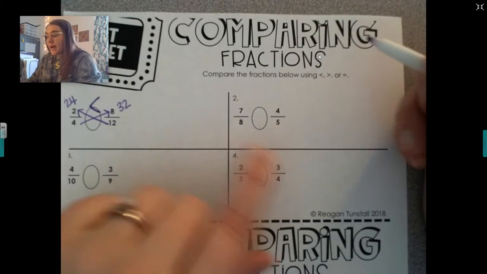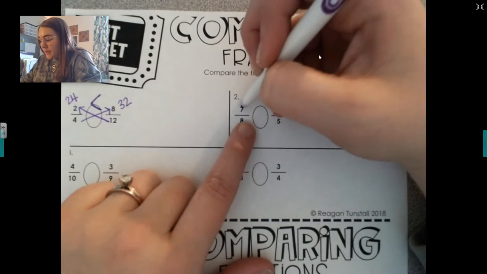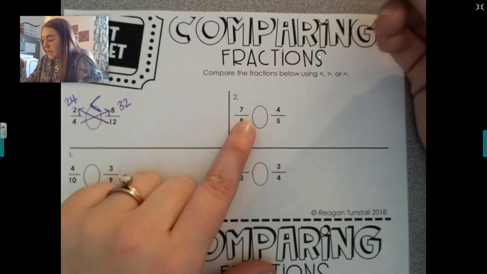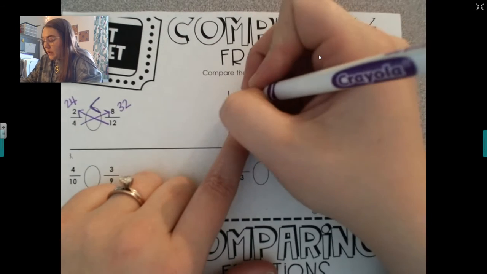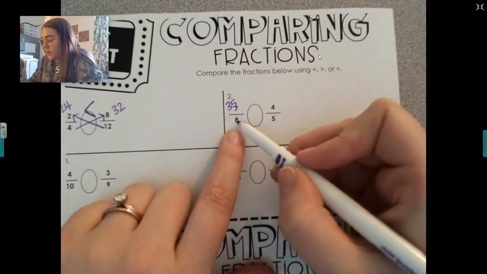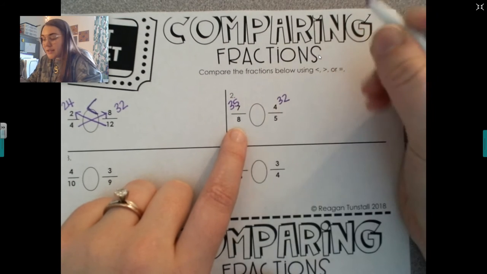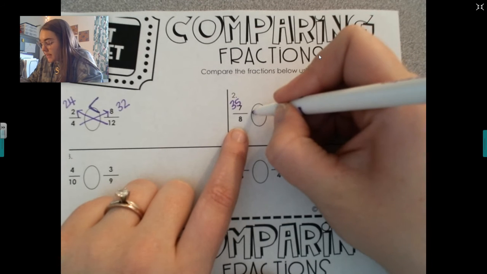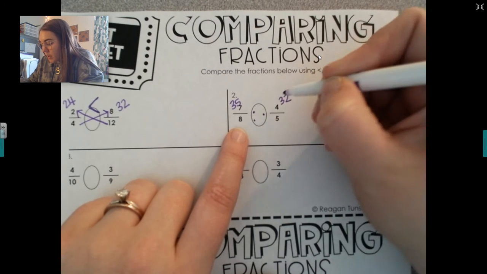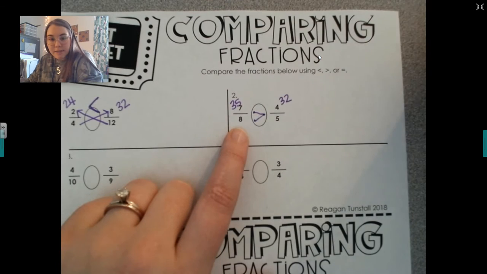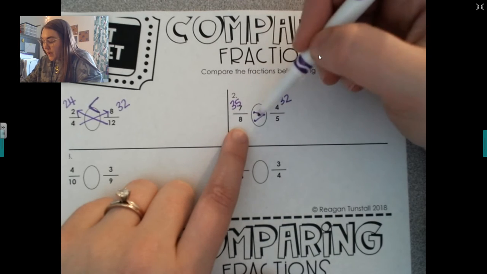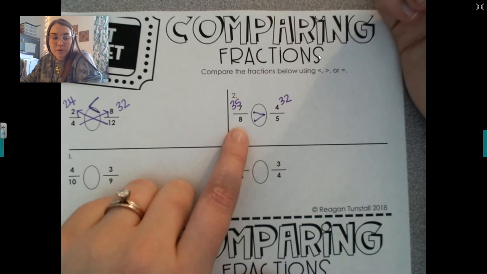Let me try it again. So I am going to look across. So I'm going to do 7 times 5. What's 7 times 5? 35. And what's 8 times 4? 32. Now, some of you learned it this way. You draw 2 dots to the bigger number, 1 dot to the smaller number, and you connect the dots. So 35 is greater than 32.